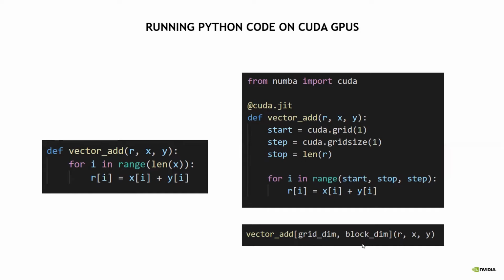We have to use square brackets in Python for the launch configuration, just because there's no way to support the triple angle brackets that we have in CUDA C and C++. But then after that, the parameter list comes as usual. So in this case, these arrays are X and Y. They could be a NumPy array, or they could be some array on the device.